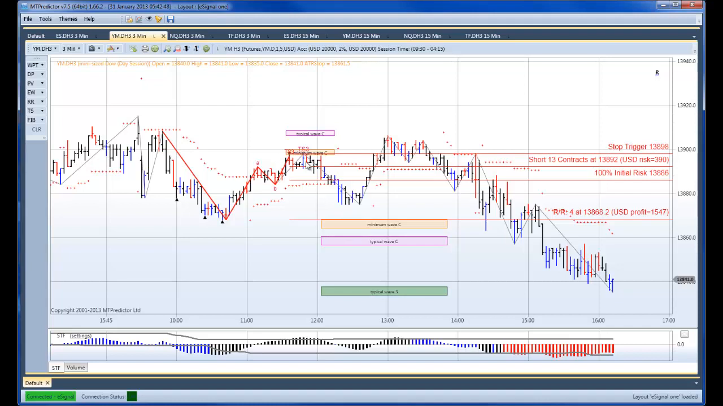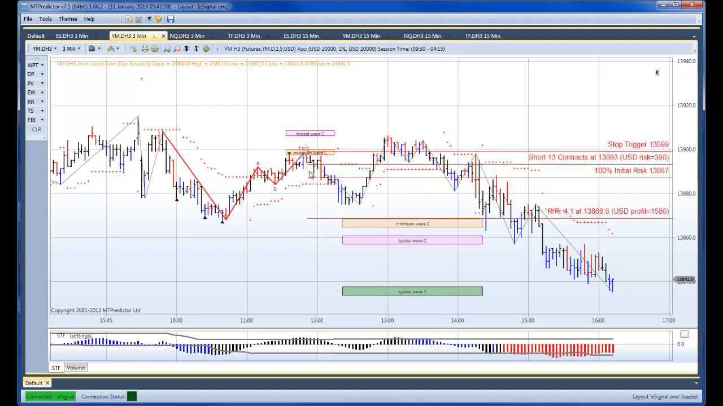Then there would have been another setup here that was coming down quite nicely, and at the very least you should have had your stop for break even. So the worst case scenario is you should have been about break even on this.